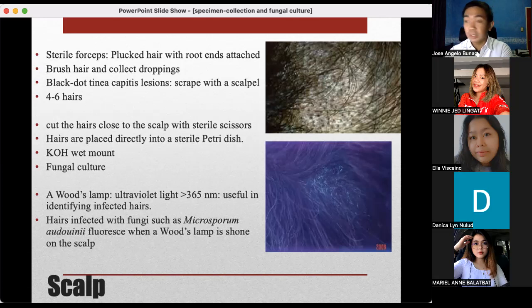And do not place your hair sample at ref temperature. You just need to place the hair sample on a sterile Petri dish and inoculate that and incubate that at 22 to 30 degrees Celsius. With the use of your Woods lamp, it could identify your infected hair. This emits ultraviolet light of wavelength greater than 365 nanometer, and it can be useful in identifying infected hair, such as this, yung mga nagflo-fluoresce.